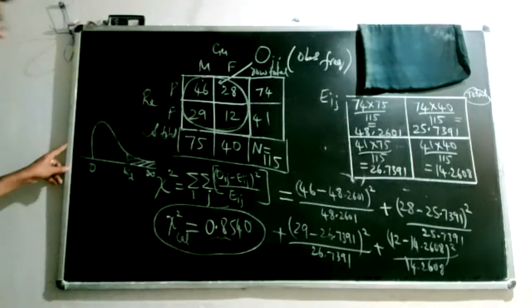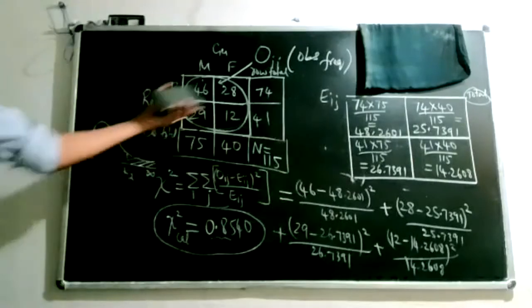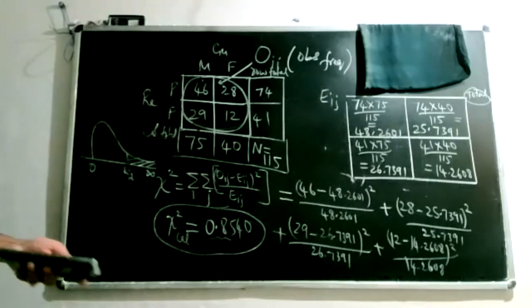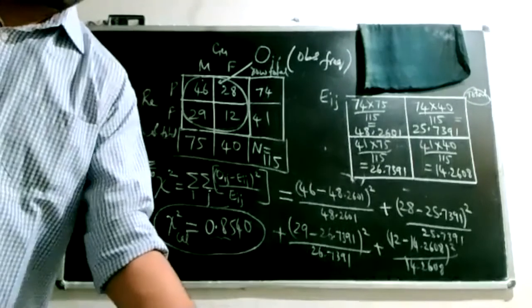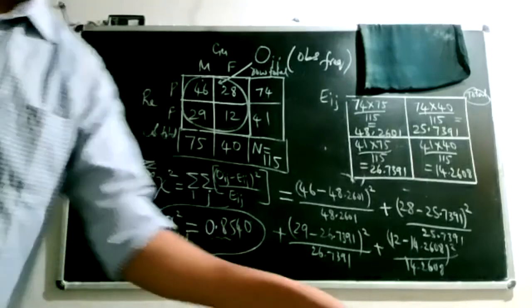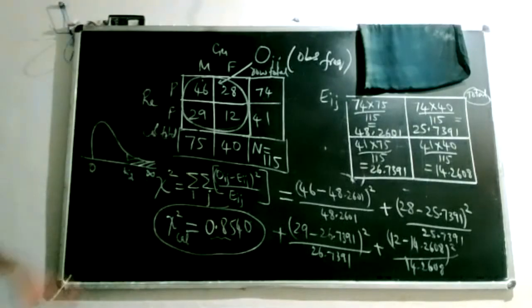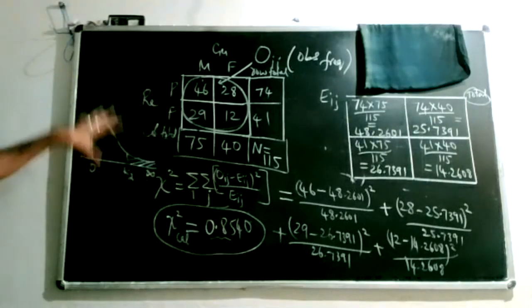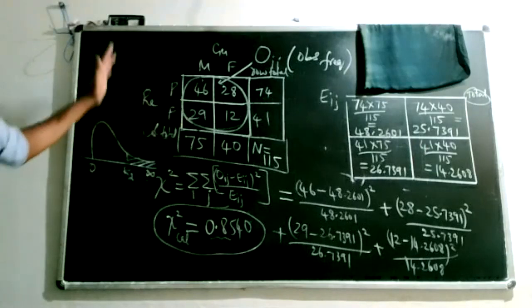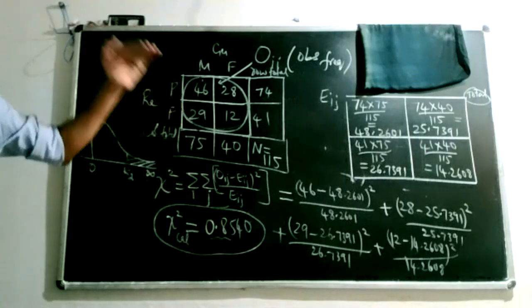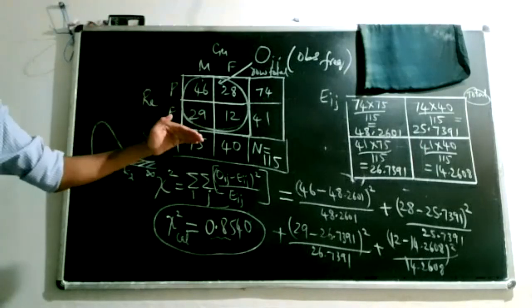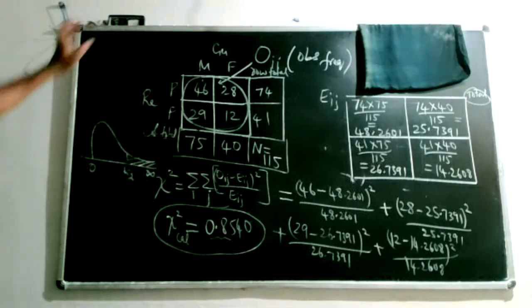Whenever you get an answer which is very close to 0, in most of the cases in these tests, you will accept the hypothesis, but you cannot take a call just like that. You have to follow the scientific steps. Okay, so we are done with the calculation part. Now we have to just state the hypothesis, fix an alpha, obtain the degrees of freedom, and then do the conclusion.